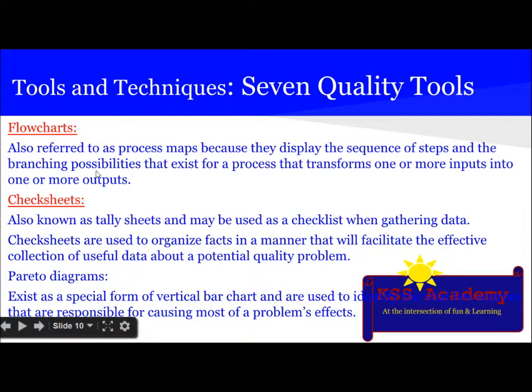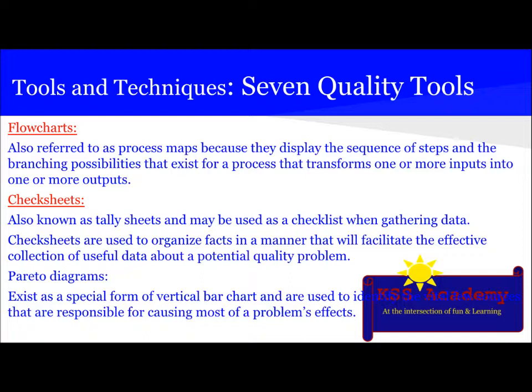The next quality tool is flowchart, also referred to as process maps, because they display the sequence of steps and branching possibility that exist for a process that transform one or more input into one or more output. The next thing is check sheets, also known as tally sheets, may be used as a checklist when gathering data. Check sheets are used to organize facts in a manner that will facilitate the effective collection of useful data about a potential quality problem.